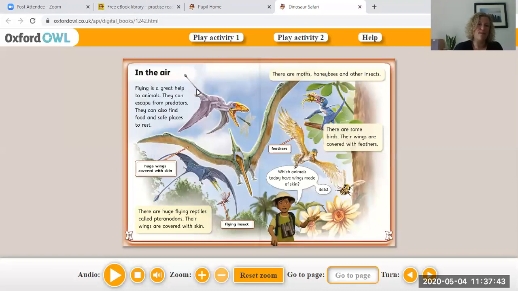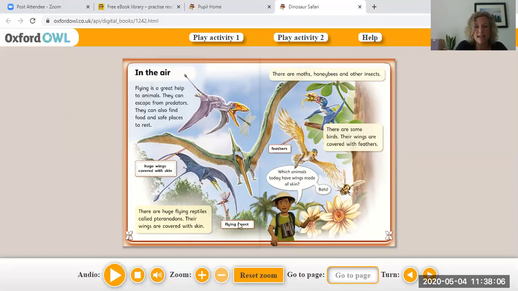In the air, flying is a great help to animals. They can escape from predators. They can also find food and safe places to rest. So here we can see on these labels huge wings covered with skin, so not feathers on this one. There are huge flying reptiles called pteranodons. Their wings are covered with skin.